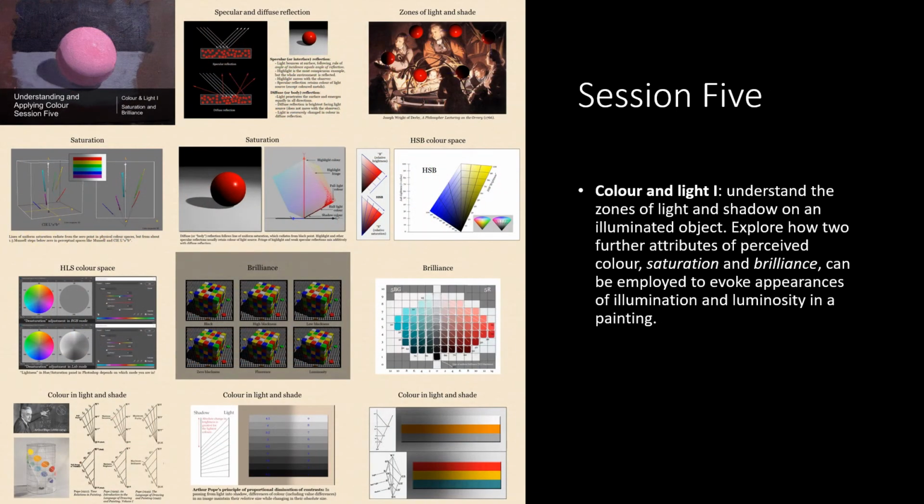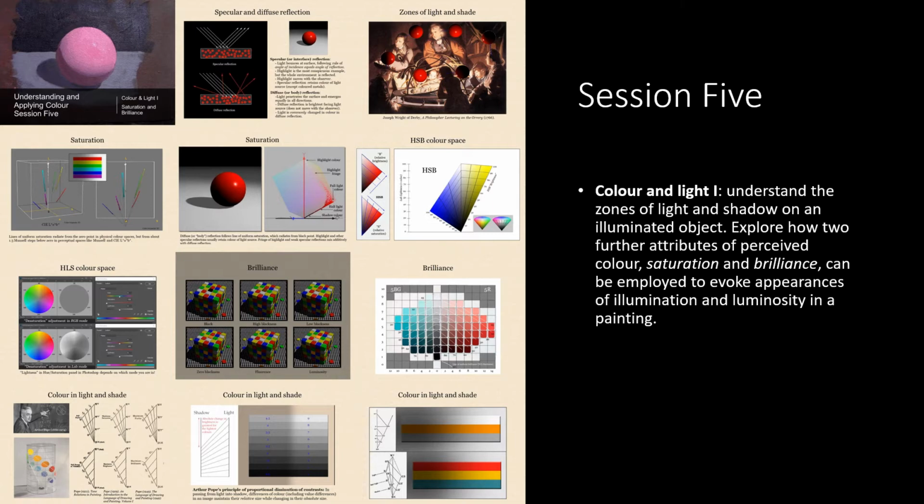Session 5 is our first session on colour and light. We look at what happens when objects reflect light. We look at what happens if we change various parameters like the direction light's coming from, the size of the light source, and so forth.